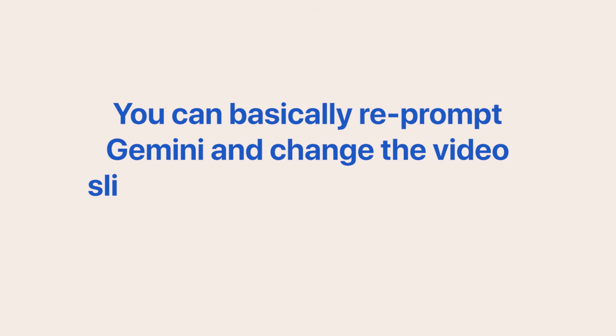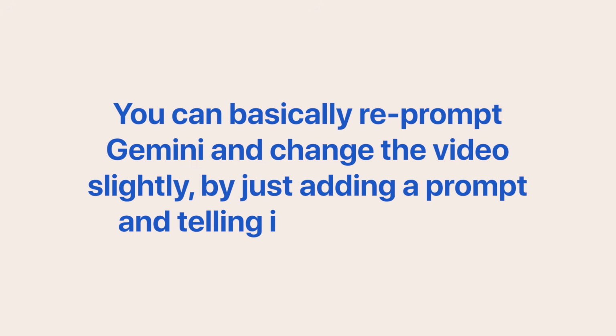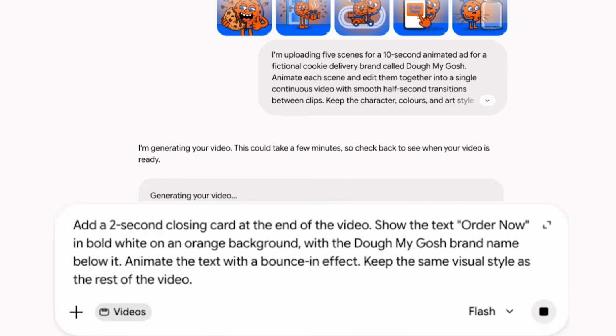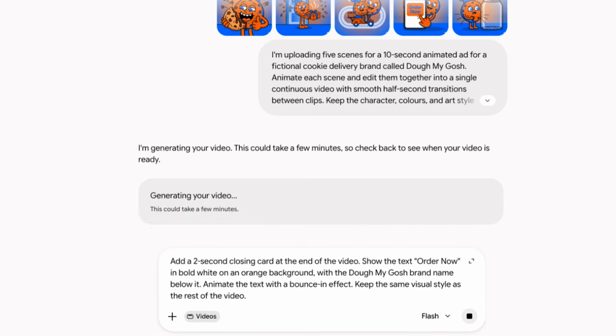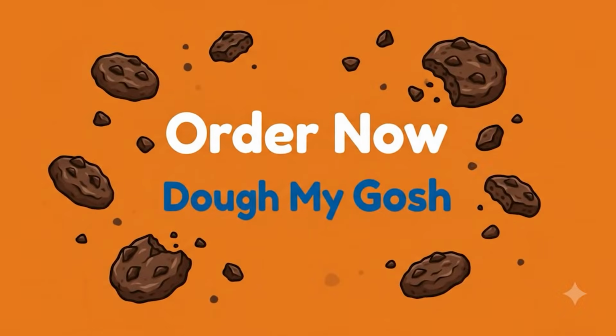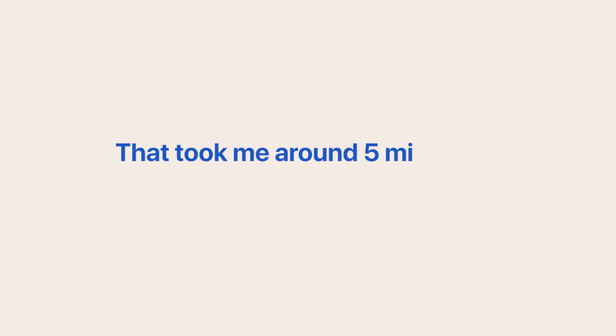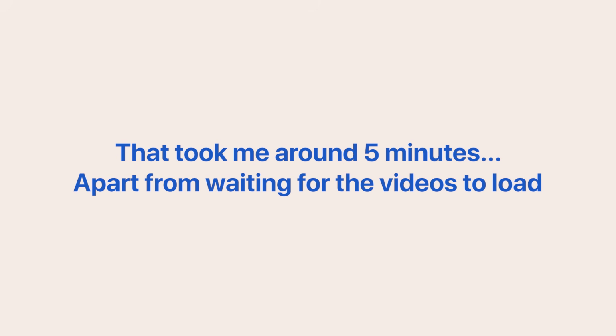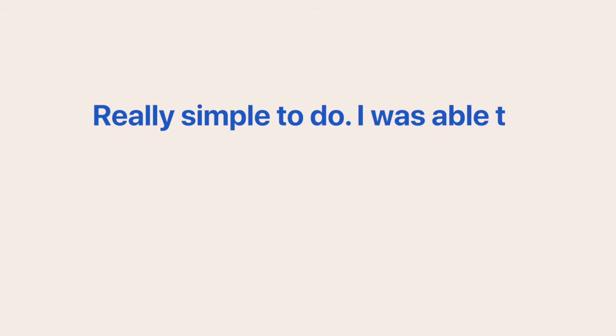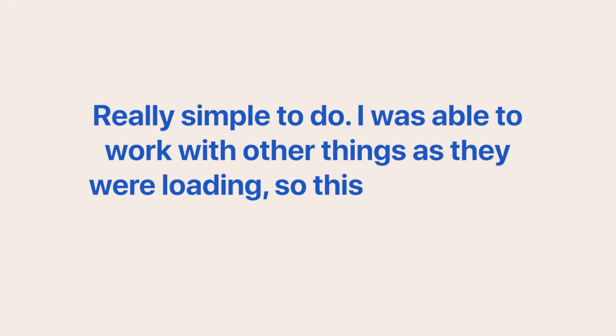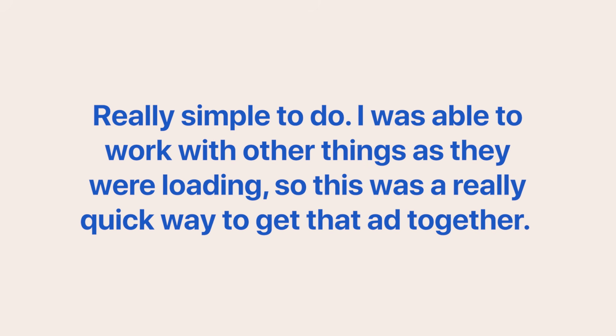You can basically re-prompt Gemini and change the video slightly by just adding a prompt and telling it what you want. So for the sake of this, I'm just going to add a quick call to action at the end. So basically, let's show the text order now in bold white on an orange background, and then you just prompt it. Again, wait a few minutes, and then you have your final video. That took me around 5 minutes, apart from waiting for the videos to load. Really simple to do. I was able to work on all the things as they were loading, so this was a really quick way to get that ad together.